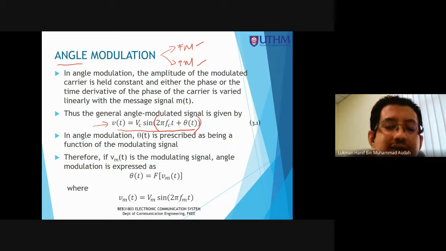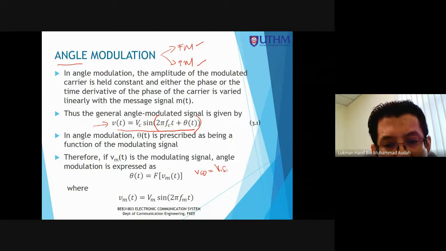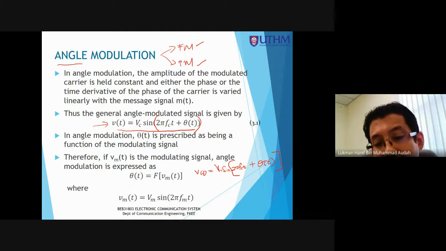Okay. Why? Common mistake by students, they do like this. Ni common mistake, berhati-hati. So pelajar buat macam ni: Vc sin 2 pi fct plus theta t. This is wrong. Okay, ini salah. Kerana 2 pi fct and theta t belong to the sine function. So be careful. Okay, berhati-hati.